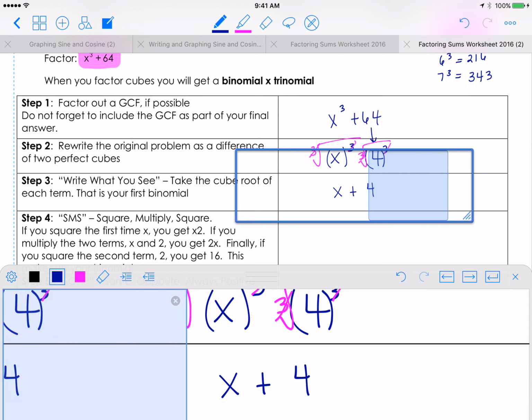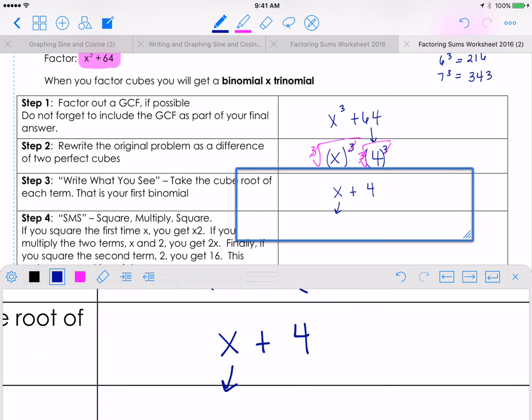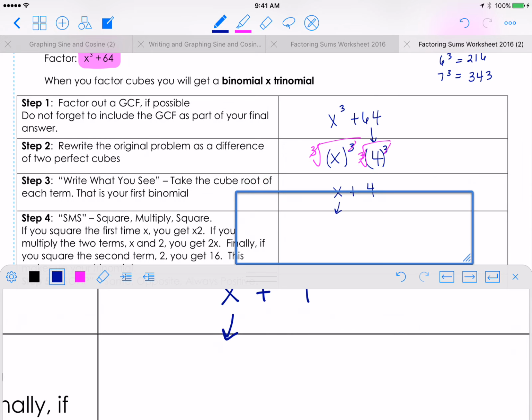The next step might seem a little confusing, but we're going to have this acronym called SMS. We're going to square, multiply, and square. So the first thing that we need to do is we're going to square the first term, and that first term is going to be x squared. Does everybody see that? You're going to square your first term. That's your first S.